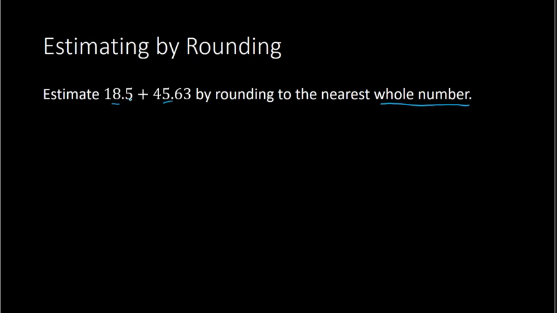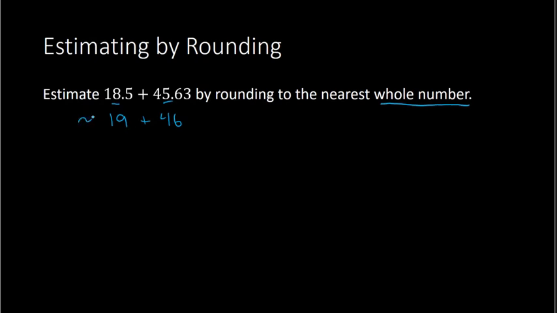So the 18.5, to round to the nearest whole number, I look at the tenths place. So for 18.5, we look at the 5, and because it is 5 or bigger, the 8 would round up to a 9. So this would be 19.0 or just 19. And then the second number, we look at the 6, and the 6 is 5 or bigger, so the 5 would round up to a 6, which would make this 46.